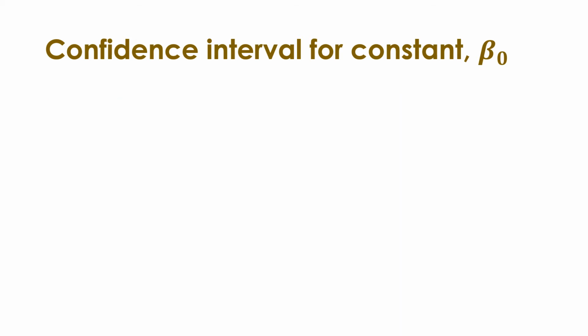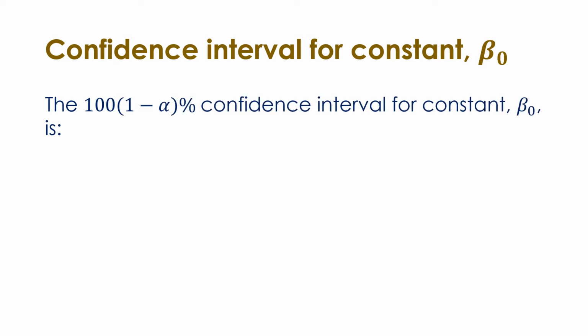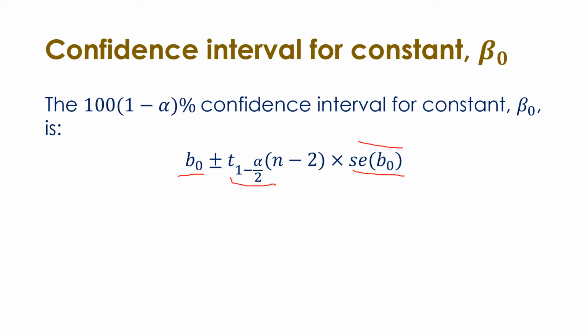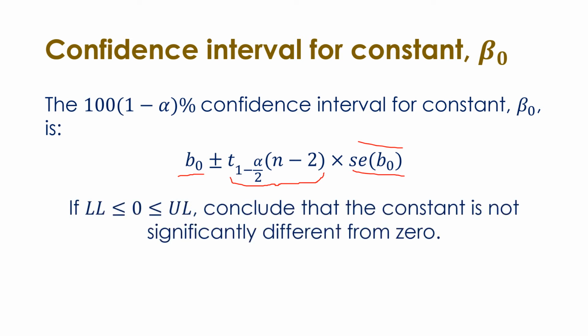Now, having obtained the standard error of the constant, we can compute the 100(1 minus alpha) percent confidence interval, which is given by this formula. Again, this is the ordinary least squares estimate, and this is the standard error. We have seen in the previous slide how you compute this one, and this one you obtain from the t tables. Now, the lower limit is going to be when you take the minus sign, and the upper limit is when you take the plus sign.